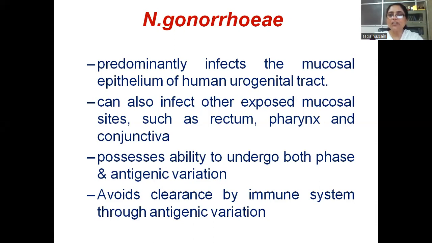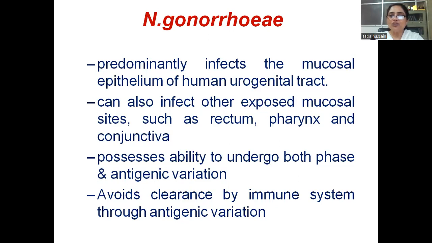But before starting with antigenic structures and biochemical tests, let us know a few important things about Neisseria gonorrhoeae: it predominantly infects the mucosal epithelium of the human urogenital tract. So the place where it grows is the human urogenital tract, but it can also infect exposed mucosal sites such as the rectum, pharynx, and conjunctiva. How all this happens, we are going to read in the next video, when we will be talking about the pathogenicity of Neisseria gonorrhoeae.